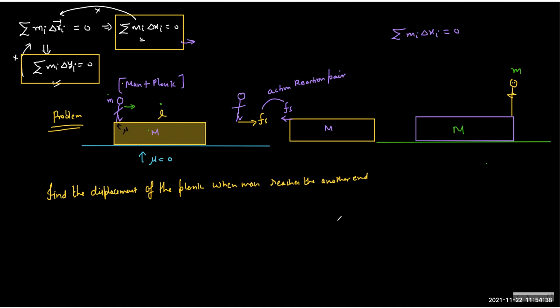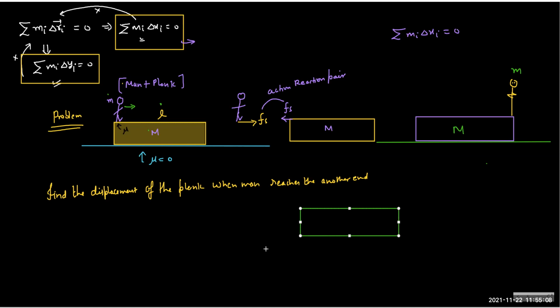So imagine yourself standing in a bus, on the back seat, and from there you walk towards the front end, and meanwhile the bus goes backward. So in the ground frame, how much have you walked? That's the question. To do this problem, it's very simple.